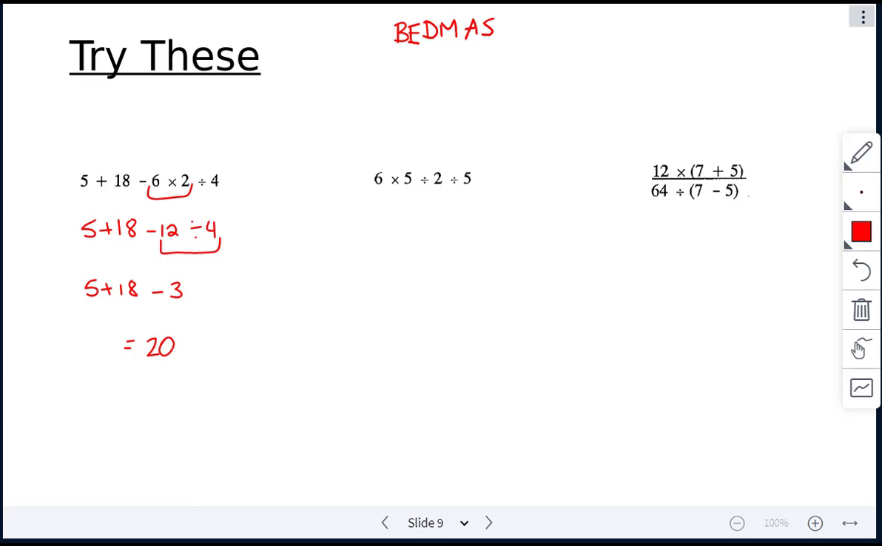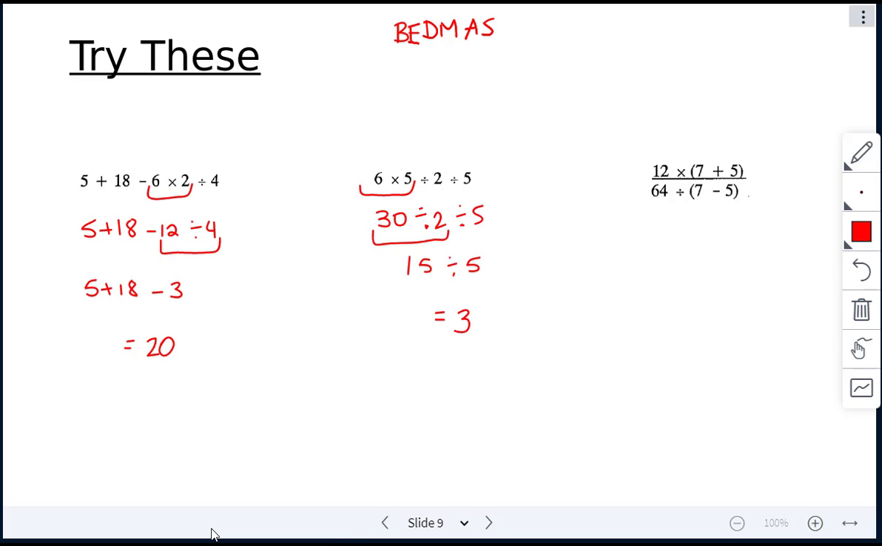So next example, we have 6 times 5 divided by 2 divided by 5. So it's all multiplication and division. So we're just going to go from left to right. So from left to right, we have 6 times 5 first, which gives me 30. Then divided by 2, and then divided by 5. So 30 divided by 2, which gives me 15. And then divide that by 5, and that gives me an answer of 3.